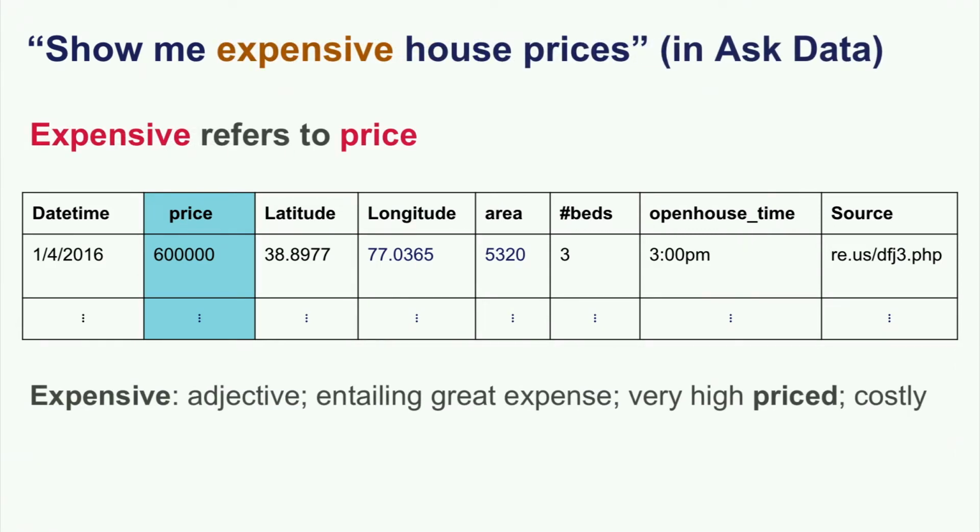You could further go along and ask, show me expensive house prices. And because Ask Data has a notion of what are the currency fields in your data source, it can map expensive to an attribute that has a currency connotation to it, which is, in this case, price, and set it to a range, a high range of price.